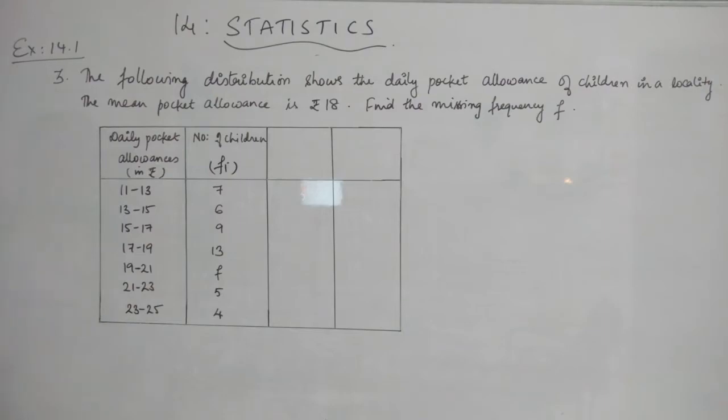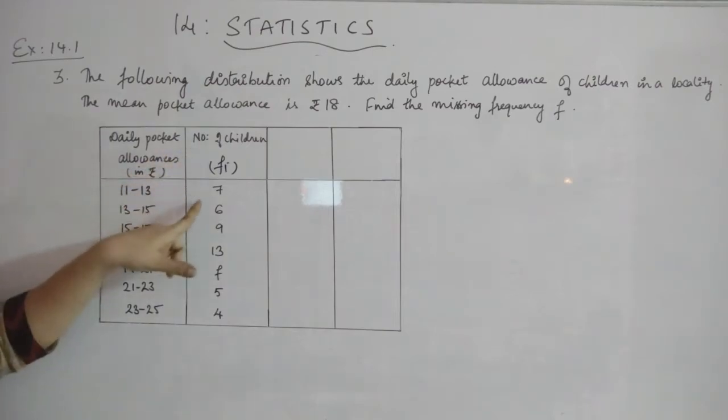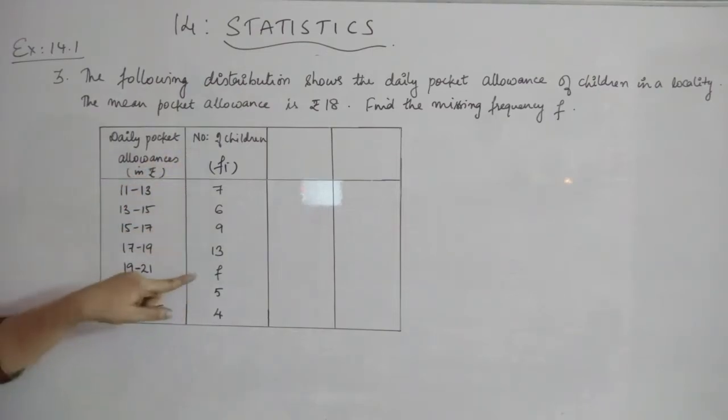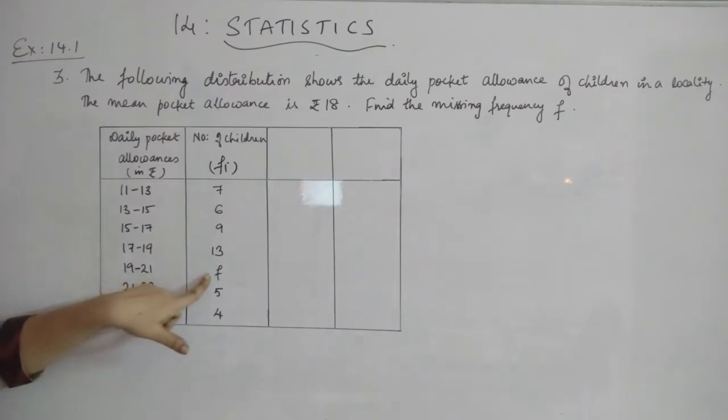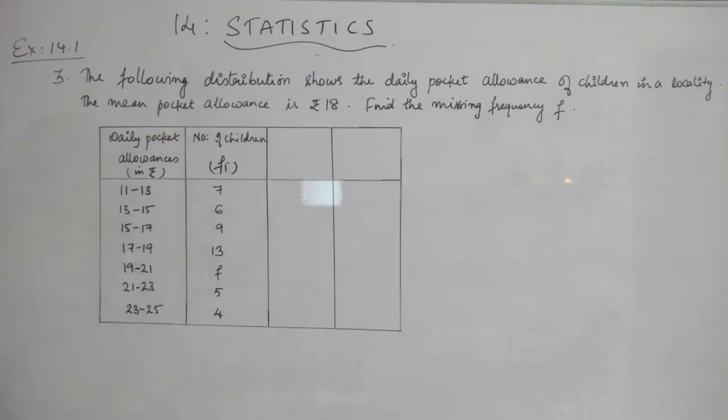Question number 3 is, the following distribution shows the daily pocket allowance of children in a locality. The mean pocket allowance is rupees 18. Find the missing frequency f. Here you can see the daily allowance is given in class interval basis, and the number of children, that is the frequency, is given. Correspondingly for 19 to 21 the frequency is given to be f. That means that value is missing. This f we need to find out.